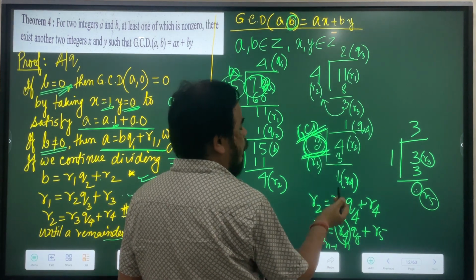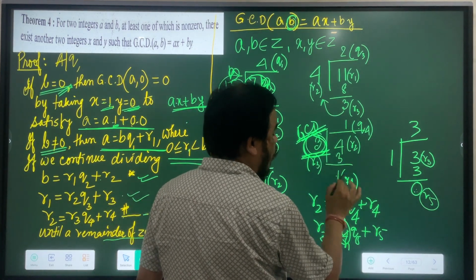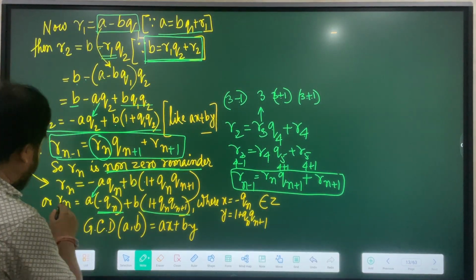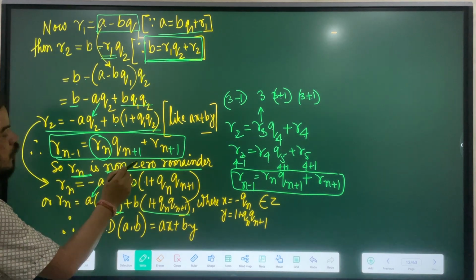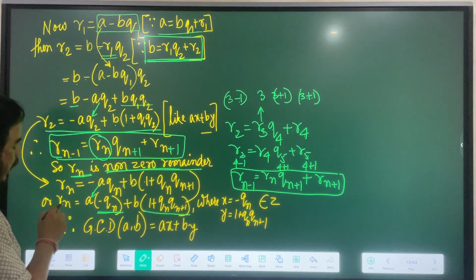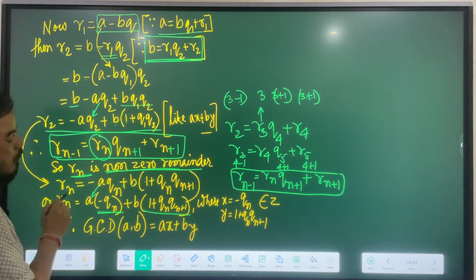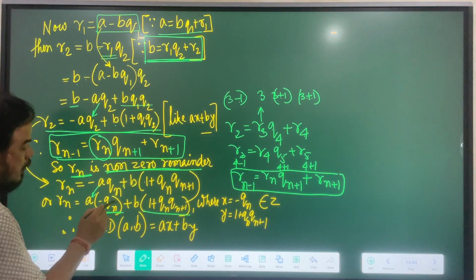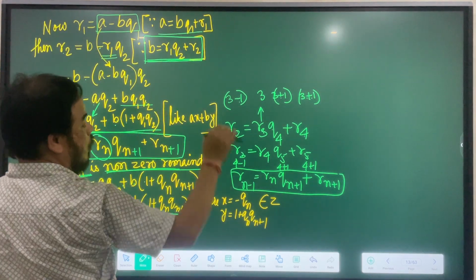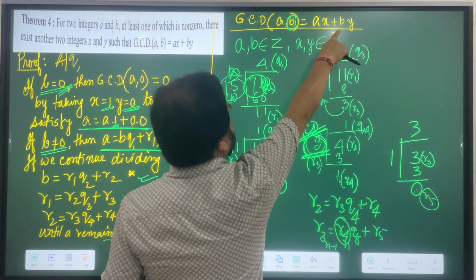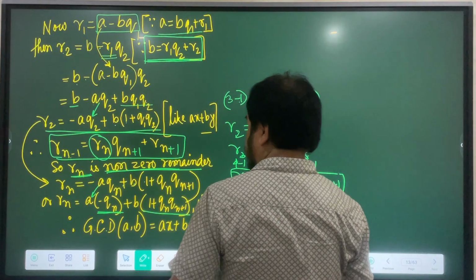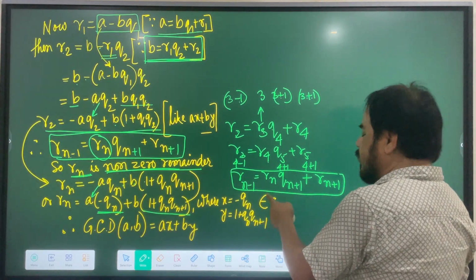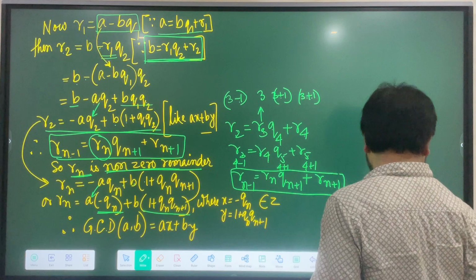When do we get 3? When we have got the last remainder non-zero. This is non-zero, and that is Rn. Rn is the non-zero remainder. When do we get Rn? When we get a GCD. So GCD of A, B will be Ax plus By. This is what we have to prove. So x equals minus qn, and y equals 1 plus q1, qn plus 1. These are just integers, any numbers.